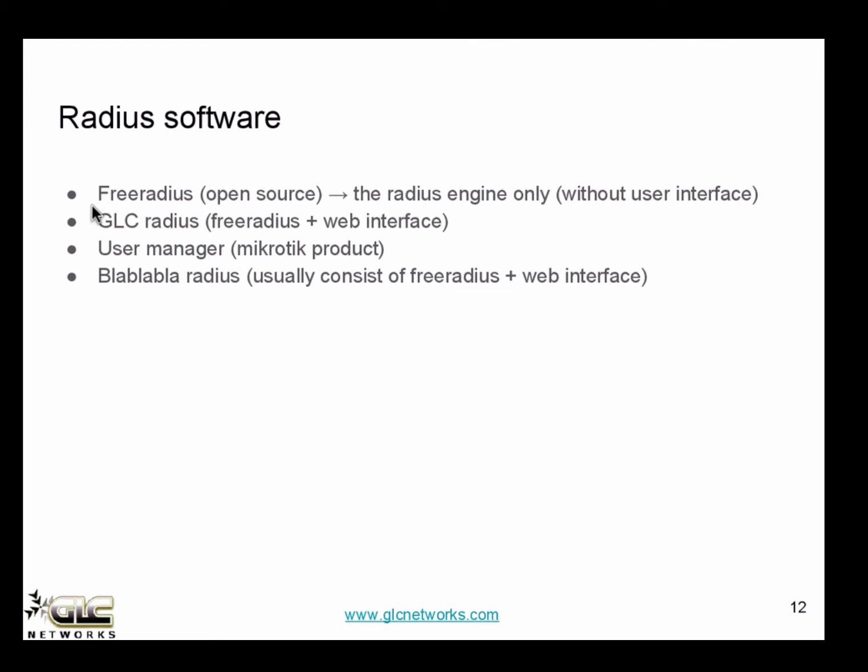Next is GLC Radius. This is our product. It consists of FreeRadius and a web interface. We built our own web interface, and we use FreeRadius as the basic engine. But the FreeRadius that we are using is customized. It's not like you download FreeRadius, do modifications, and set up a web interface. No, it's really customized.